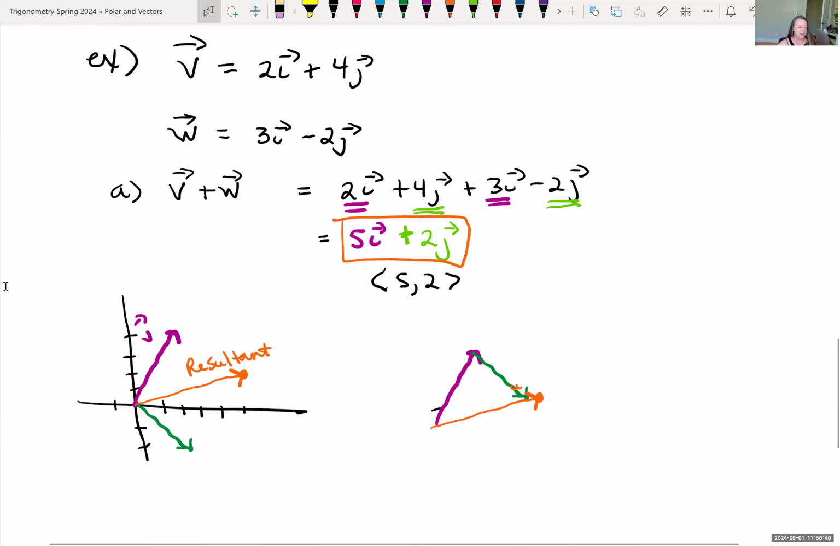Okay, so that's about as much time as we have to talk about vectors today, and we'll pick up and finish vectors at the beginning of next week.